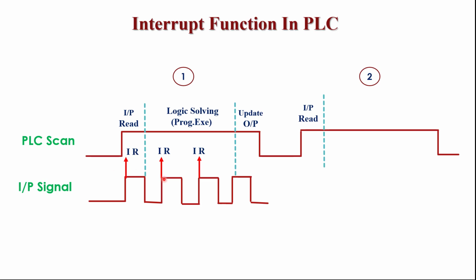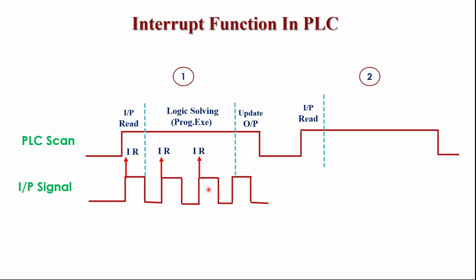But during the logic solving time or update output time, if an input signal appears with an interrupt request signal, then what does the PLC CPU do? The PLC CPU immediately pauses the current execution of the program and reads this input signal, because if an interrupt request signal is added with the input signal, the CPU understands this is an urgent signal and we have to read it. So the CPU holds the current execution of the program, reads this input and executes the program, and the output is stored in the output section of RAM.